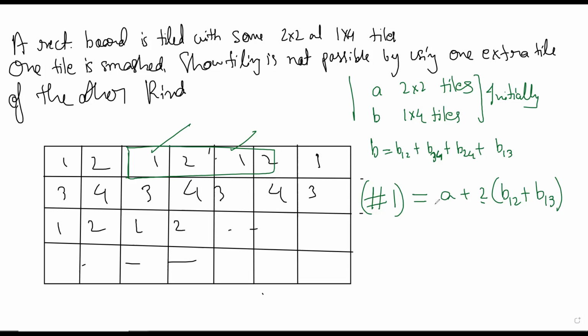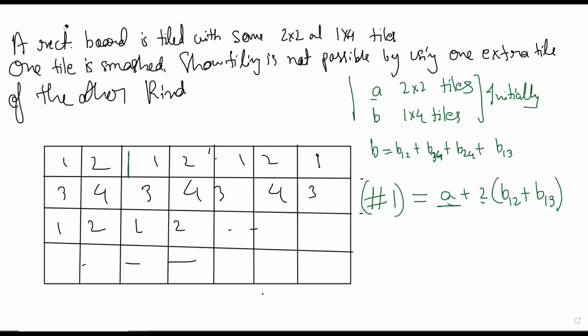Yes, I got this idea, but why have you written A plus there? So A is also there, right? Because every 2 by 2 tile is covering one. So A of them. Yes, now I got it.